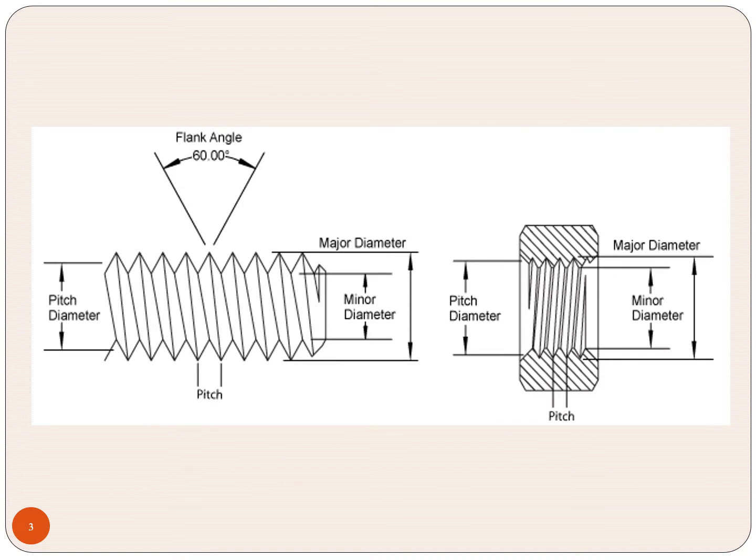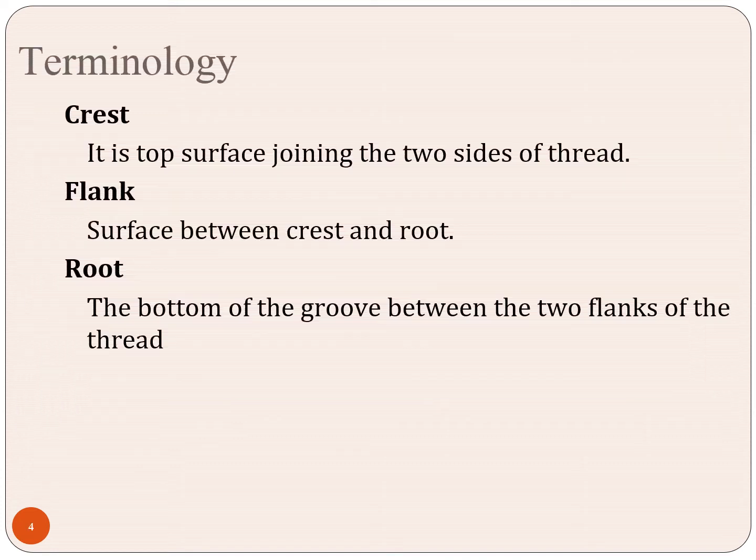Here we are looking at the thread which has the flank angle, that is the angle made by the thread, and also we are looking at pitch diameter, that is an imaginary line drawn with the pitch circle, that is called pitch diameter. Pitch is the distance between two crests of the threads. Major diameter, minor diameter and the pitch of the thread also we are looking at in this picture.